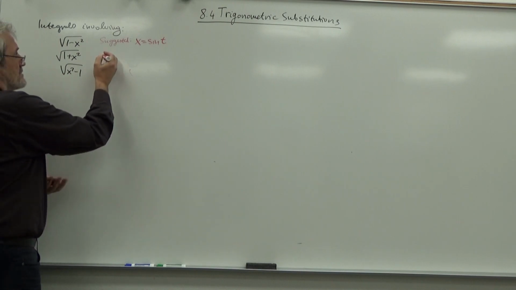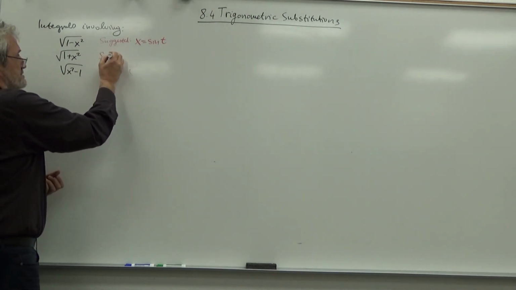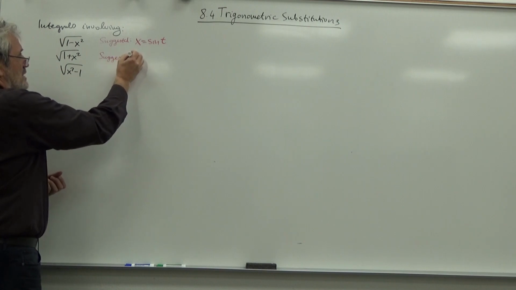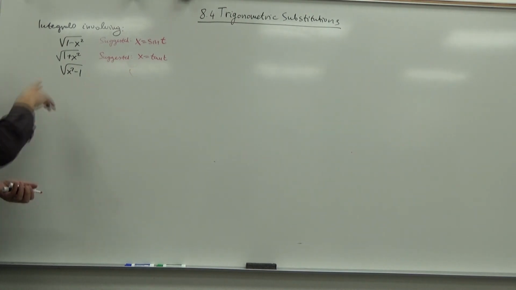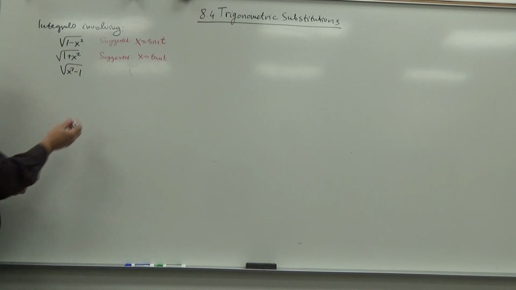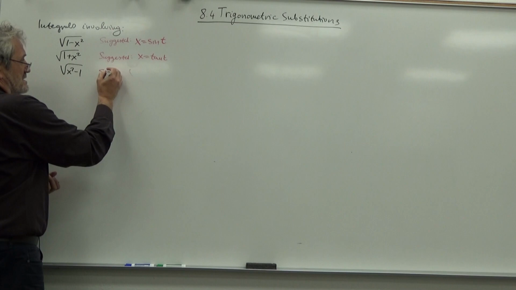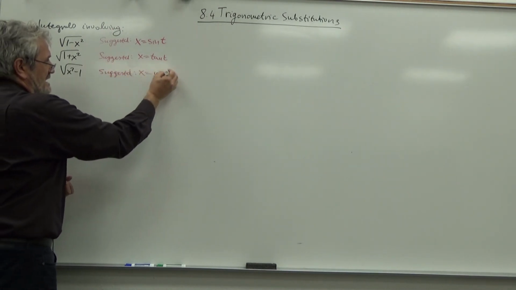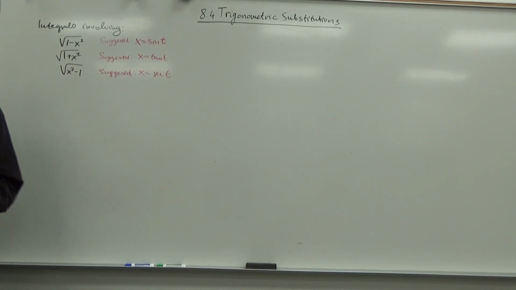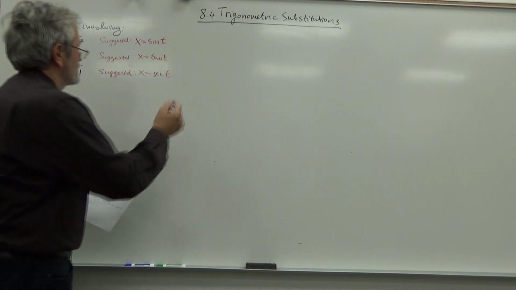The same way here, the suggested substitution would be x equals tan t. Why is that? Because 1 plus tan squared t is actually secant squared t, and again, you eliminate the square root. And the same way here, suggested x equals secant t. That's it. That's the whole lecture. Here are the three ideas, and then we'll see how they all work in a specific setting. So problem number 6.